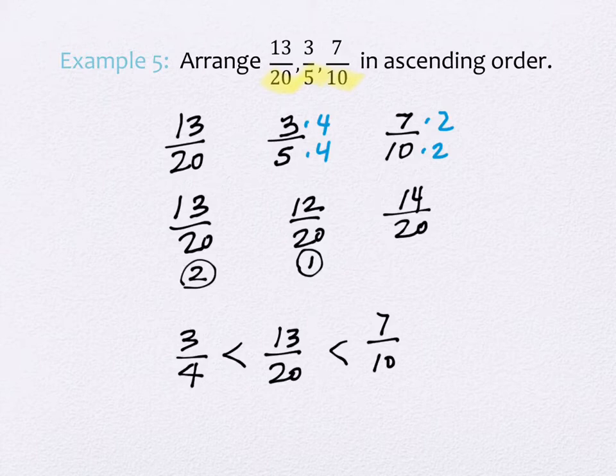So we want the answer to match the values that were originally given, but we're changing them into common denominators to make them easier to compare. Any questions on comparing order of fractions?